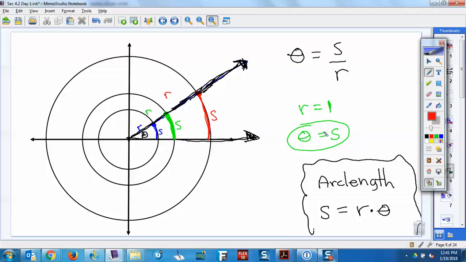Only one of these arc lengths would be 0.5 inches, the green one, the one that's in the unit circle, the one where r is 1. Only in that case is theta the same as the arc length. So just trying to build a case of why we have this thing called the unit circle. Okay? All right. So we had S equals r theta again, right? But if the r is 1, S is equal to theta. The arc length is the same as the angle.